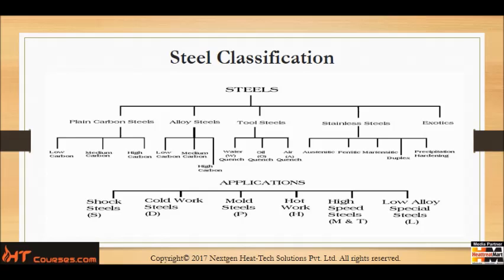Then we have the alloy steels in the next segment. Same classification where we have low, medium alloy steels and high alloy steels. These are steels that are taking alloy materials such as chromium, molybdenum, vanadium, nickel, tungsten, etc.